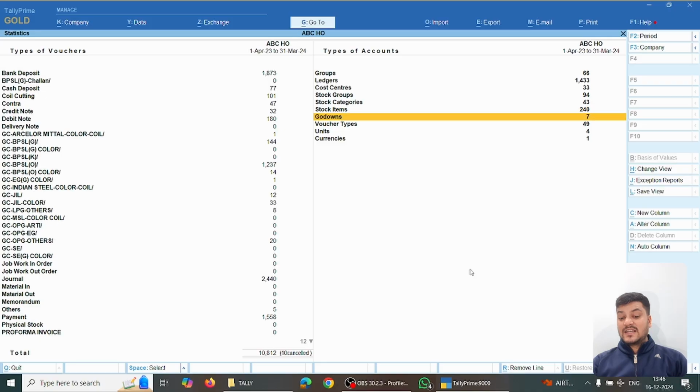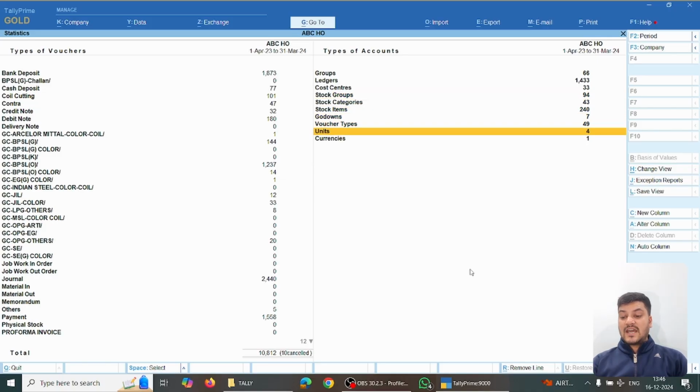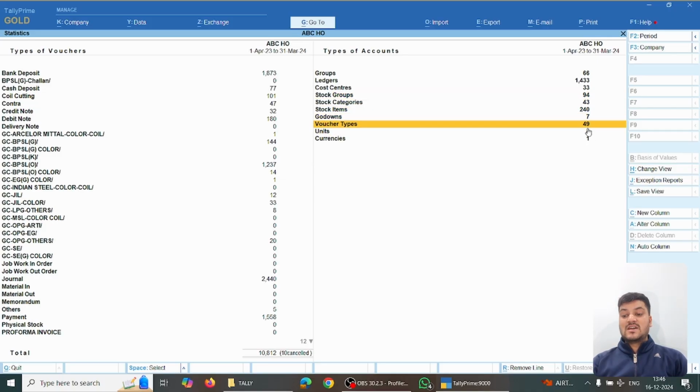Here you can get a glimpse of what extra things were created by the company. Suppose groups there are 66, which means a lot of groups have been created. Ledgers 1433, cost centers are there, stock groups, stock categories, and voucher types also 49, which means from the basic 24 they have created a lot of voucher types. So you will get an idea of the entity.